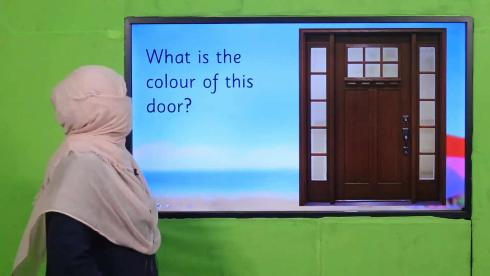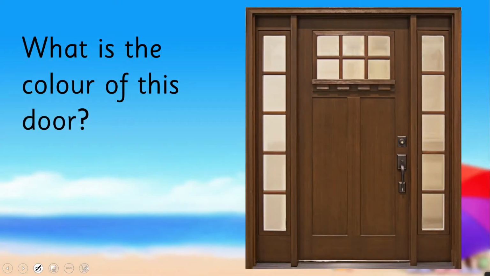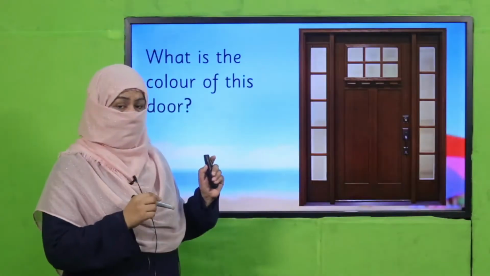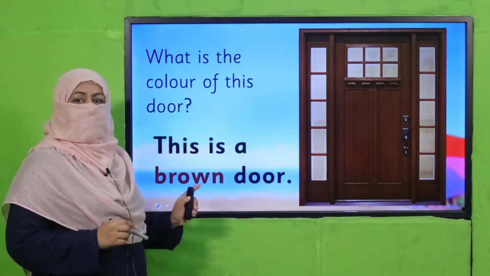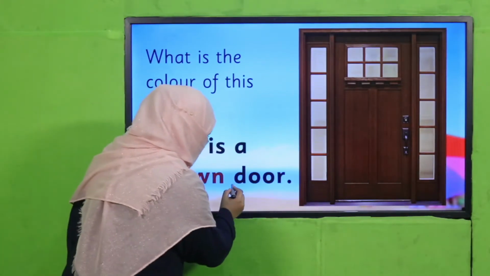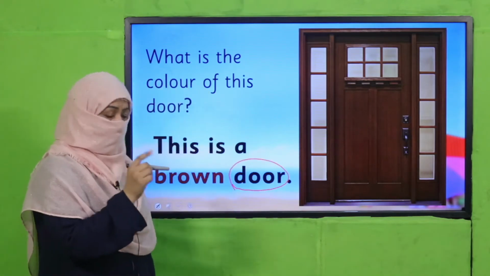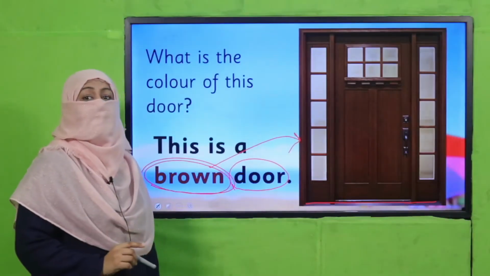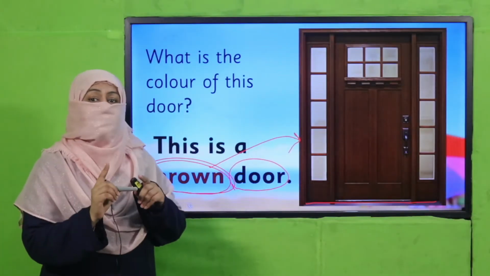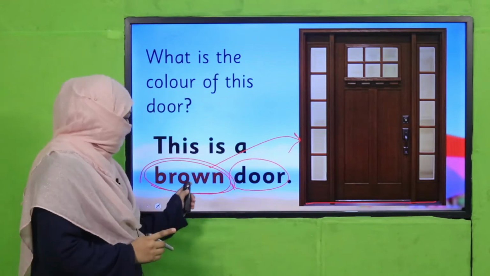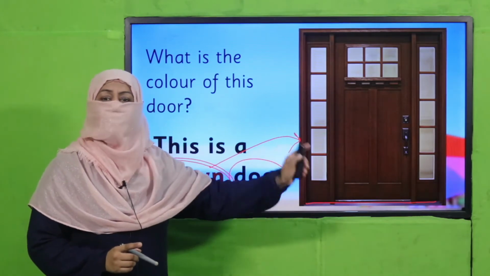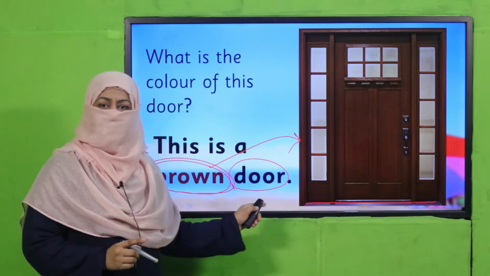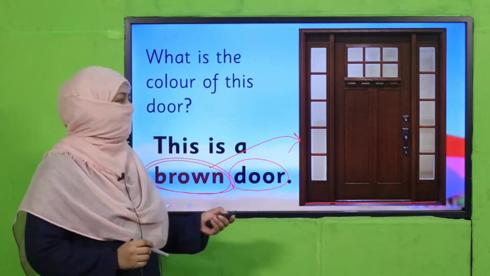Okay, so where do we use it? For example, if I ask you, what is the color of this door? This is a brown door. Now you know door is a naming word which refers to this thing, a door. And brown is the color of this door. It is telling us more about this naming word. That's why it's a describing word. It's a describing word of color, which is telling us about the color of this naming word, door, right?